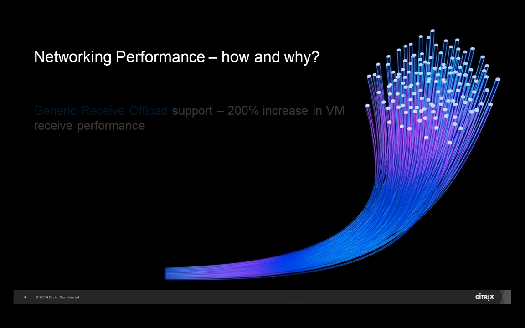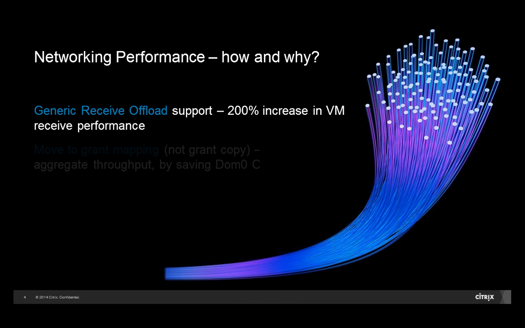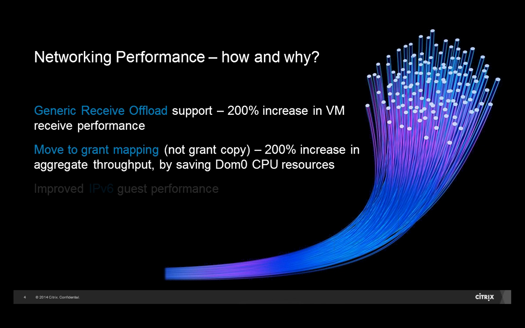Well, the how of networking performance: one of the key parts of that was to exploit the feature of generic receive offload. This is often called GRO, and in previous versions of XenServer, we managed to enable this only on a limited set of hardware, a limited set of NIC and CPU combinations, because of delicacies in the code. I'm very happy to say in XenServer 6.5, we're now able to support that across the board on all of the hardware on the HCL, and that gives a 200% increase in the VM receive performance as it stands.